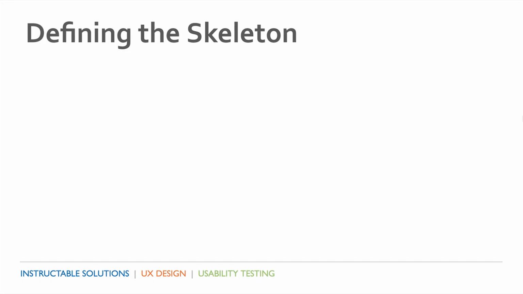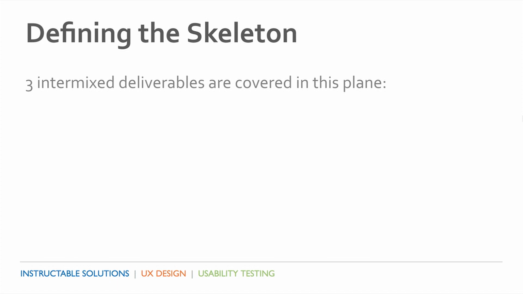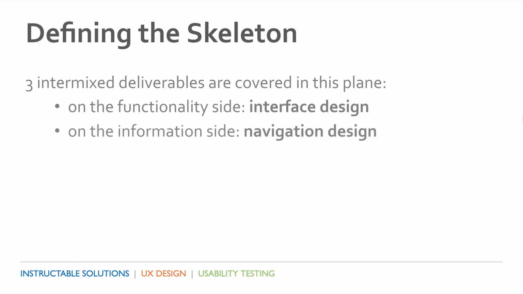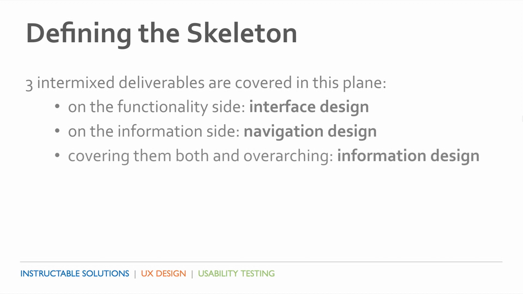When we define the skeleton, there are 3 intermixed deliverables that we cover. On the functionality side, it's interface design. On the information side, it's navigation design. And covering them both is information design.